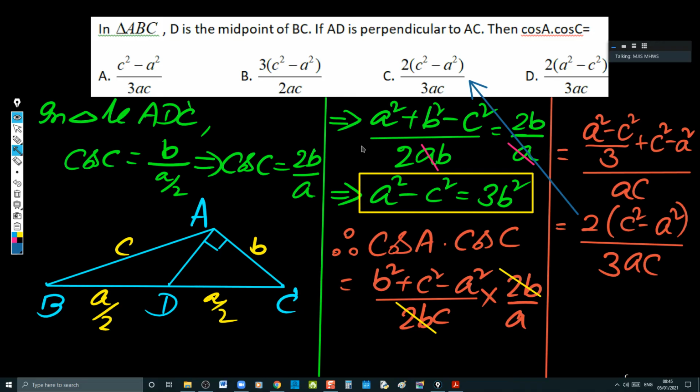So I got a relation between A, B and C. Keep it like this. Now what we need is cos A into cos C. Cos A formula, I straight away applied: B square plus C square minus A square by 2BC, and cos C we know is 2B by A. After simplification and replacing B square using A square minus C square by 3, we got the answer. That's it, please.